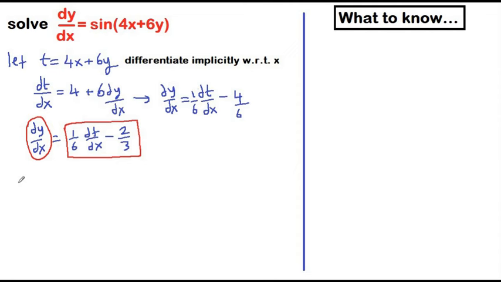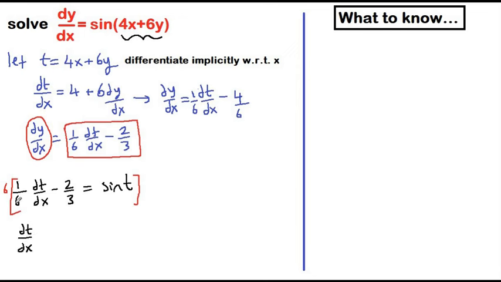So instead of dy/dx, I am writing 1/6 dt/dx minus 2/3 equals sine of, instead of 4x plus 6y, we have t. Now this looks like a more separable differential equation. Let's rearrange a little bit more. Let's multiply everything by 6. 6 times 1/6 dt/dx is just dt/dx. 6 times this fraction is 4. And 6 times sine t is 6 sine t.